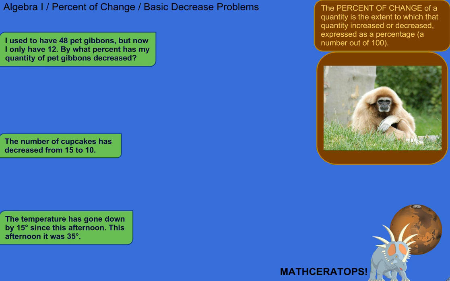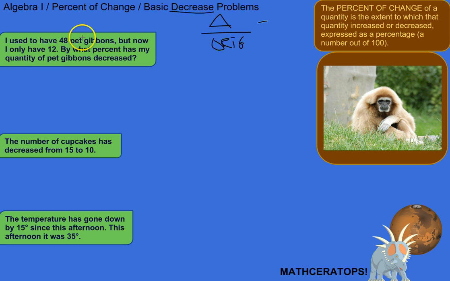So the basic idea of what you're doing is you're looking at the change in quantity, and change is symbolized with a delta. It's like this little triangle looking thing. It's a Greek letter. So the amount of change over the original quantity. That's what's happening. And these are going to be decrease problems. So this change on top is going to be negative. It's going to be a negative number, right?